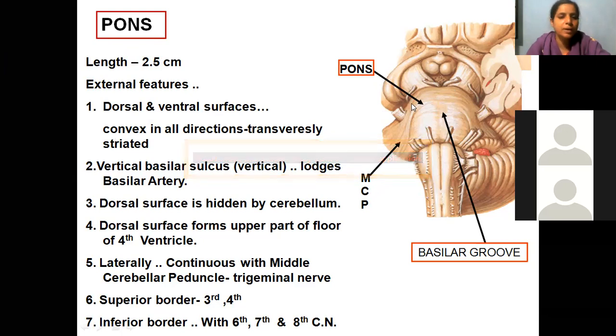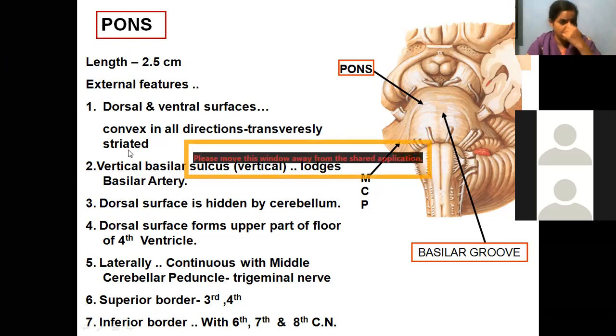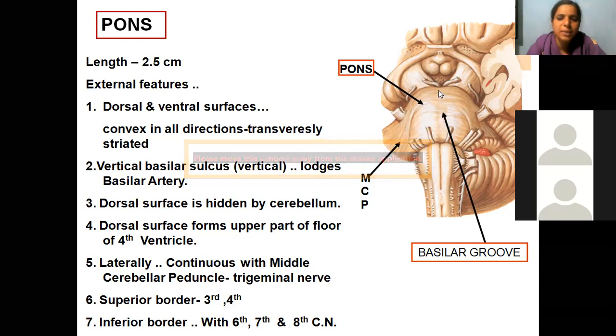When it is convex in all directions, you can see it is striated. Are you finding lines, lines, lines? That is the meaning of transversely striated. It has a vertical basilar sulcus. Can you guess why we have this? The basilar artery, which we see in the circle of Willis, is formed by the joining of right and left vertebral arteries. The basilar artery is resting here, because of which this sulcus is produced. You call it basilar sulcus or basilar groove.